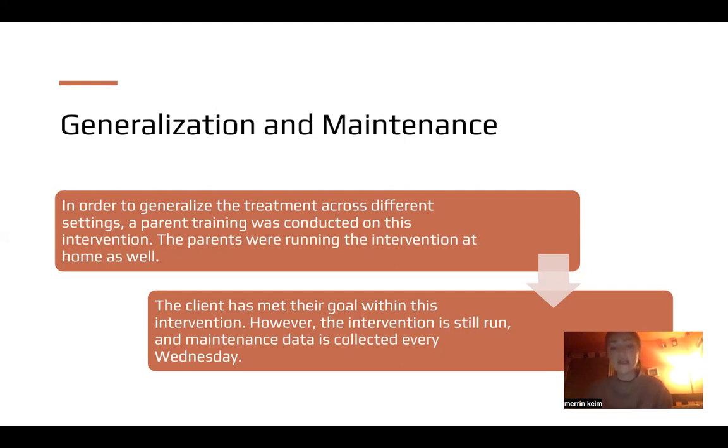In regards to maintenance, the client was actually able to meet their goal. They reached the mastery level criterion, but the intervention is still run. While the intervention is still run, data isn't continuously collected, but there is maintenance data collection on Wednesday. Every Wednesday data is collected just to ensure that everything is still on track and that the client is still able to use the functional communication.